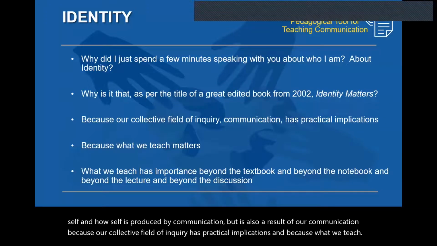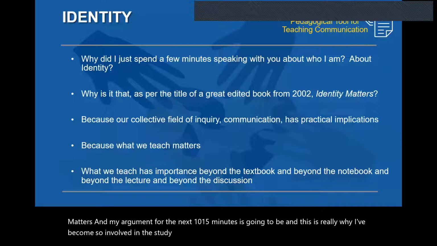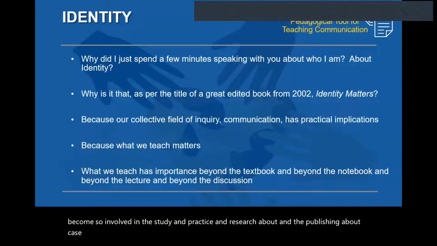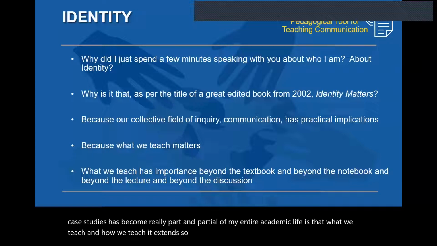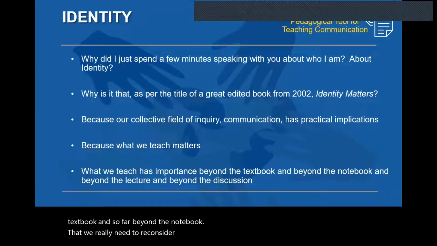And my argument for the next 10, 15 minutes is going to be, and this is really why I've become so involved in the study and practice and research about and the publishing about case studies, has become really part and parcel of my entire academic life, is that what we teach and how we teach it extends so far beyond the classroom and so far beyond the textbook and so far beyond the notebook, that we really need to reconsider our pedagogical approach to whatever course it is that we teach.